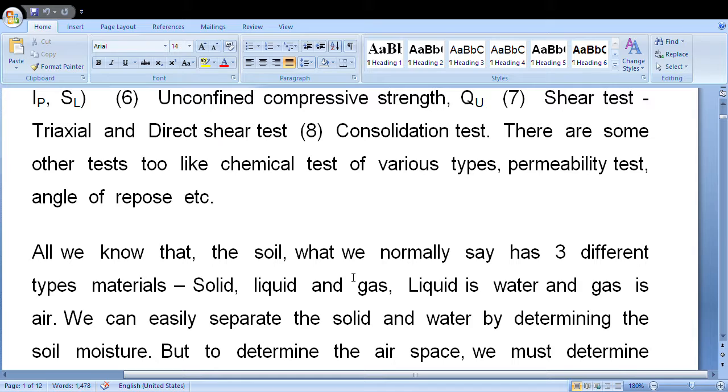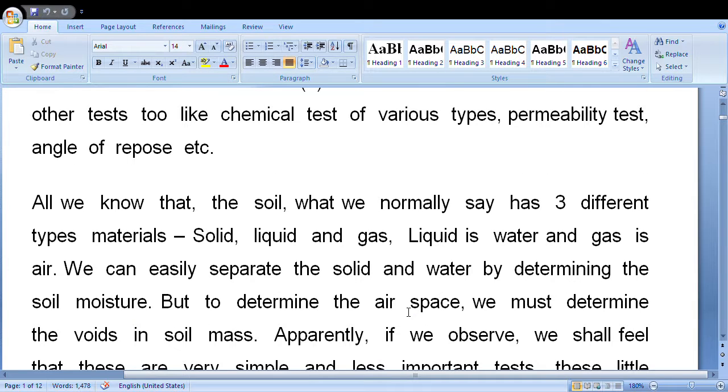As I know, soil consists of three states of matter: solid, liquid, and gas. Solid is soil particles, liquid is water, and gas is air. We can easily separate the solid and liquid by determining the soil moisture. But to determine the air space, we must determine the voids in the soil mass.